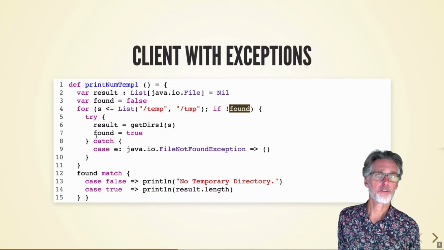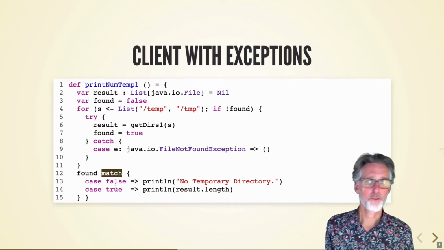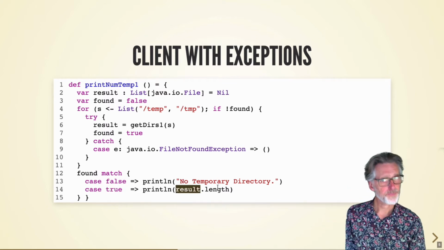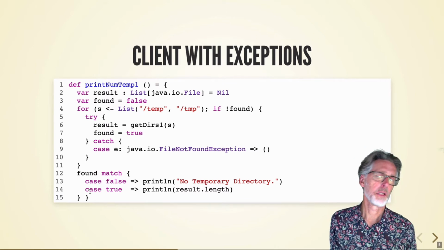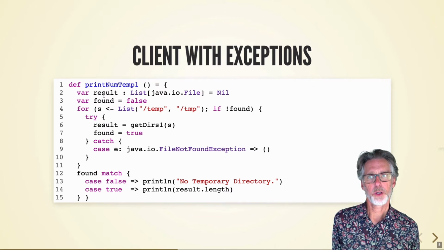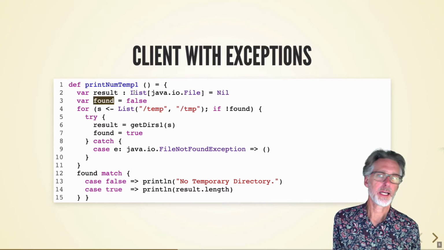Then once I have finished the loop, I can look at the found variable and see whether it's true or false. So if it's false, I didn't find anything. And if it's true, then I can actually just use the result. Here I'm using a match. You could also use an if then else. The key to this code is the mutability of the variables result and found. Without this kind of mutability, I can't write this kind of loop.